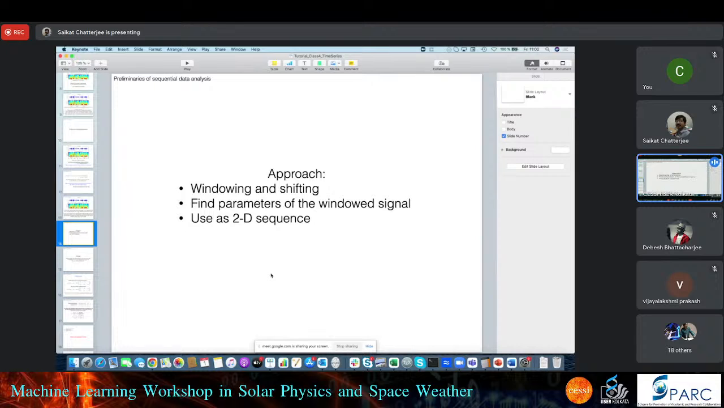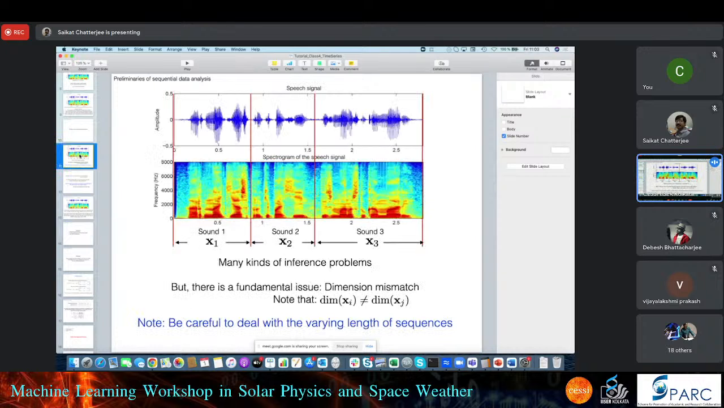So the approach is that you have a window, and then you shift the window, find parameters of this windowed signal, and then use it as a two-dimensional sequence. This is the typical way to handle this kind of time series, a time varying time series. Why I'm using the word time varying, I have not explained to you before so clearly.